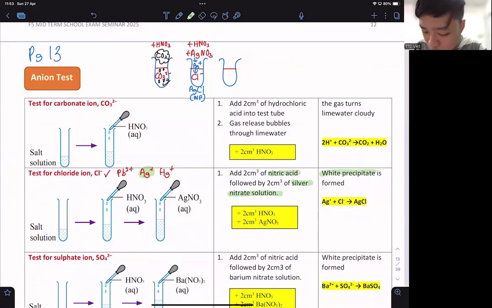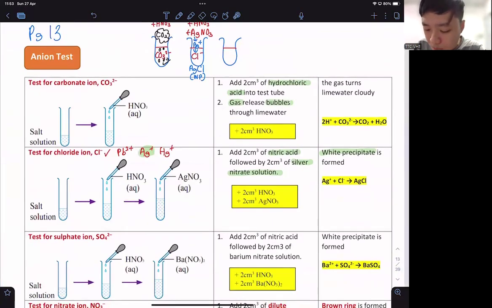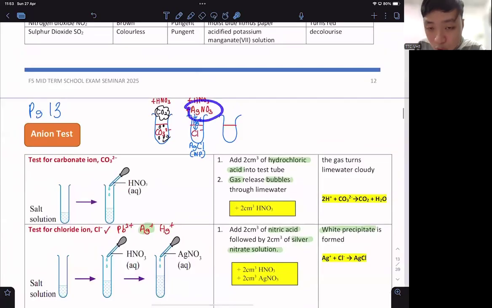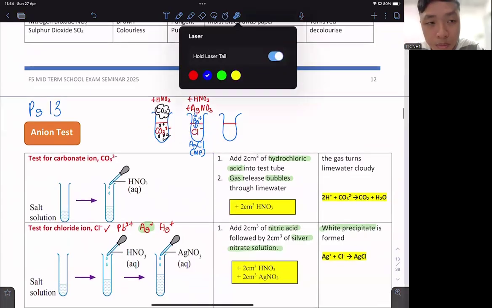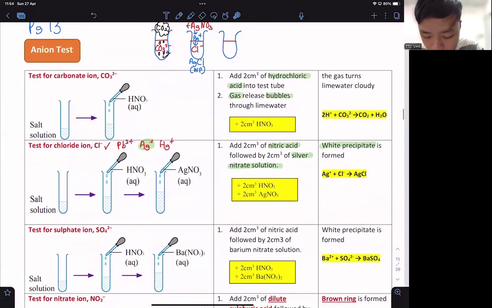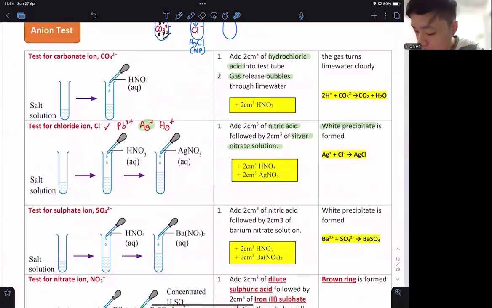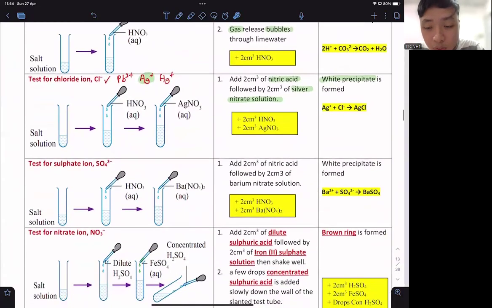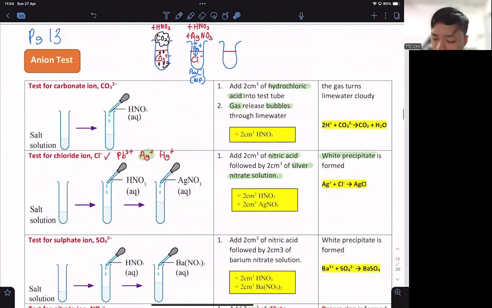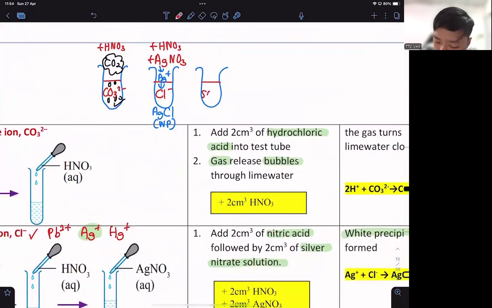Just now for carbonate ion, you only add the acid and you get gas bubbles coming up. For this one, you add HNO3, then you add AgNO3, and the Ag finds Cl minus to form a white precipitate. So chloride ion is simple, right? Now sulfate ion, how do we do it? It is similar.